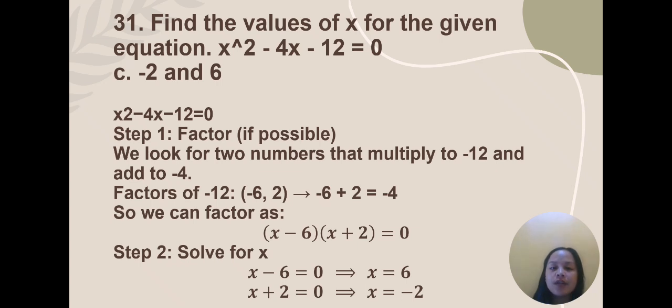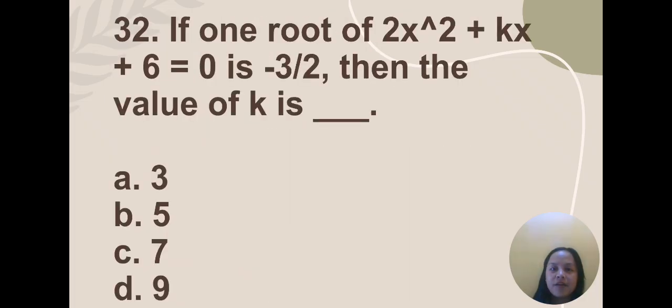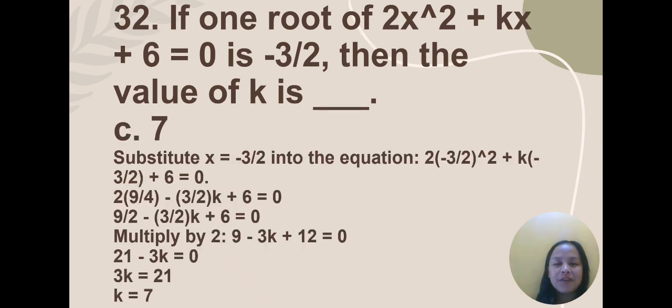How did we get that answer? By following these steps below. Alright, let's have number 32. If one root of 2x squared plus kx plus 6 equals 0 is negative 3 halves, then the value of k is A, 3, B, 5, C, 7, D, 9. Alright, for item number 32, the answer is letter C. And how did we get that answer? By following these steps below.